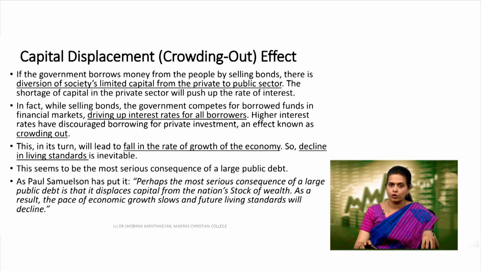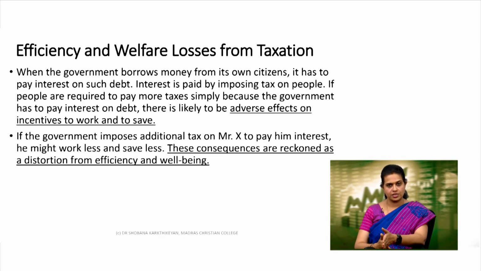The first effect that we are going to talk about is efficiency and welfare losses arising out of taxation. Any taxation, as I was just mentioning, is a distortion to the existing state of affairs. It adversely affects the decision to invest or not to invest, the decision to buy a car or not to buy a car, the decision to expand a business or not to expand, the decision to work and save or abstain from work and saving. Therefore, it is a clear distortion to the existing state of affairs in an economy.